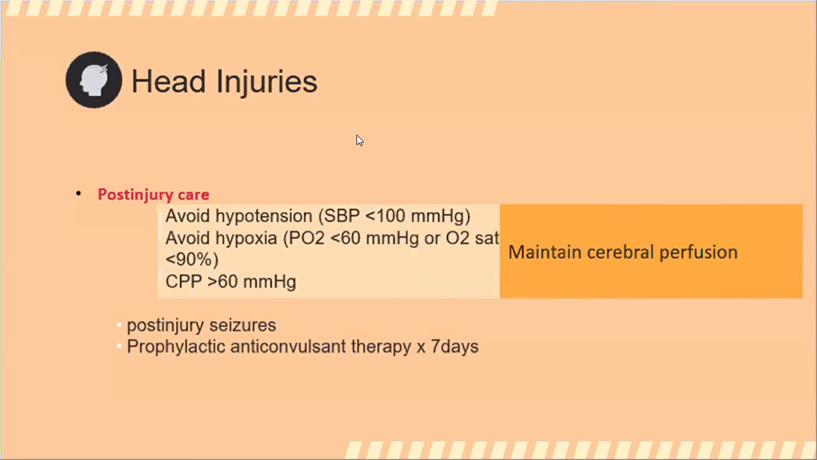So okay, let's continue. These are the parameters that need to be monitored for post-injury patients. Aside from these, we're also anticipating post-injury seizures. Most of the time, for the next 7 days, anti-seizure prophylaxis is given, usually in the form of phenytoin, and for frank seizures, diazepam is given.